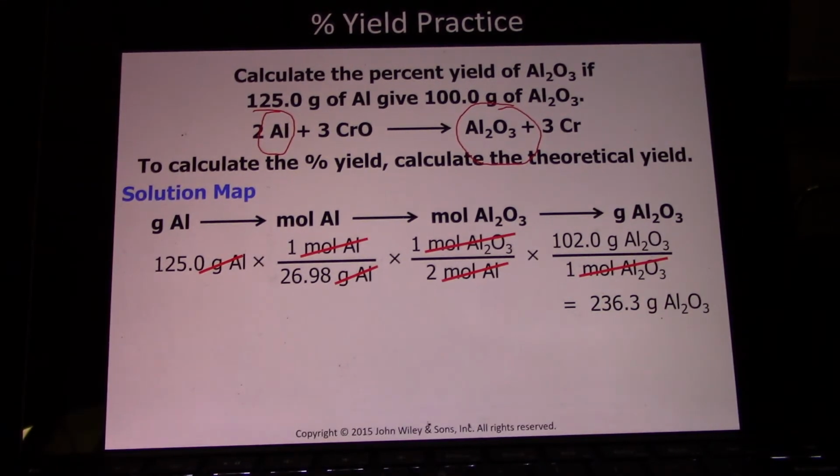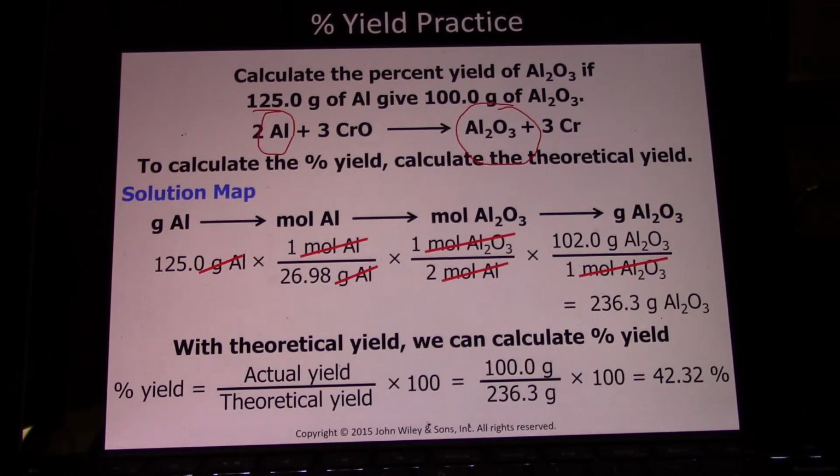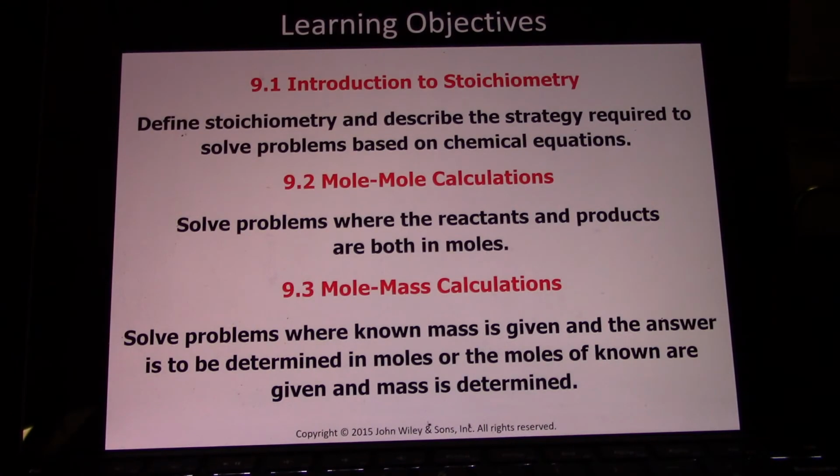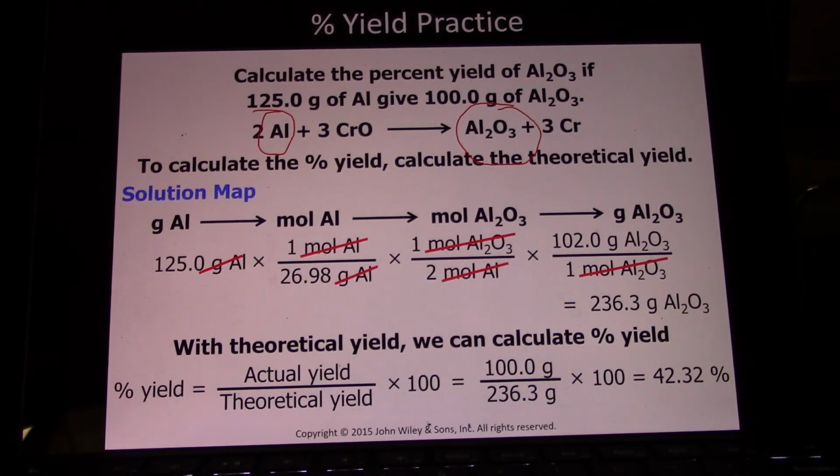But I don't. I only get 100 grams. So the percent yield is 100 grams, the actual yield, divided by the 236.3 grams I got on paper for my theoretical yield, times 100%, and that gives me 42.32%. And that's a pretty low reaction yield, so at that point a chemist would do what we call optimization.